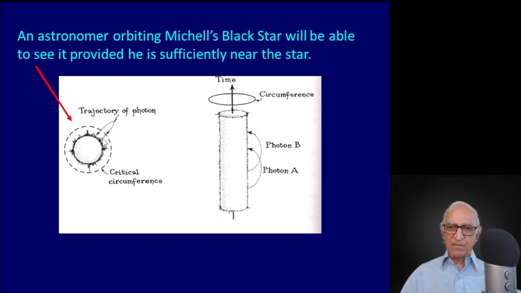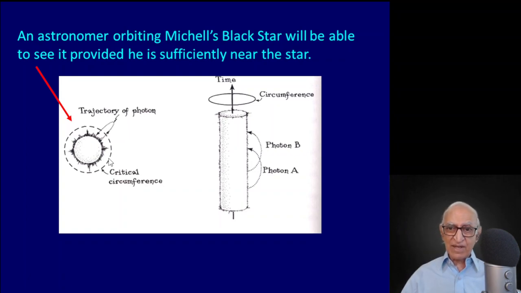Light is emitted. Light is corpuscle at that time, corpuscular theory of light. But the photon, as we now call it, will go up and come down. So it will not reach infinity. So the observer at infinity will see the star as black.